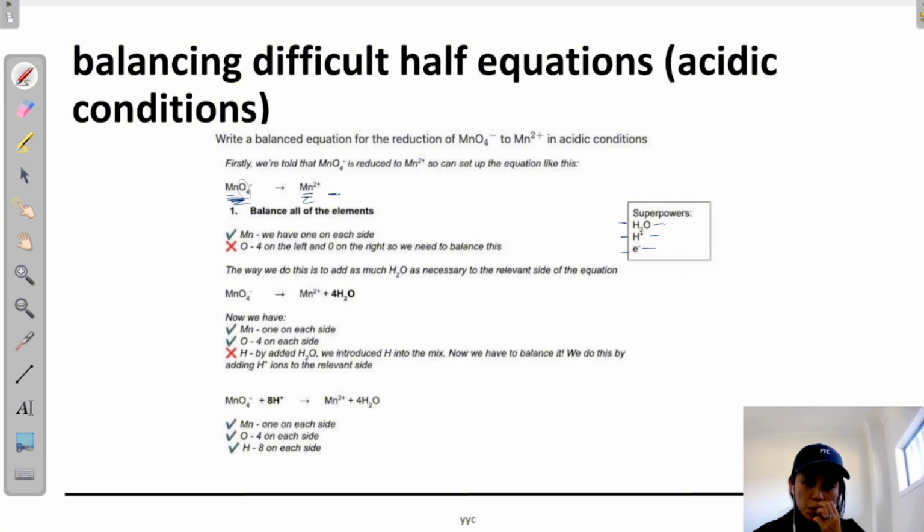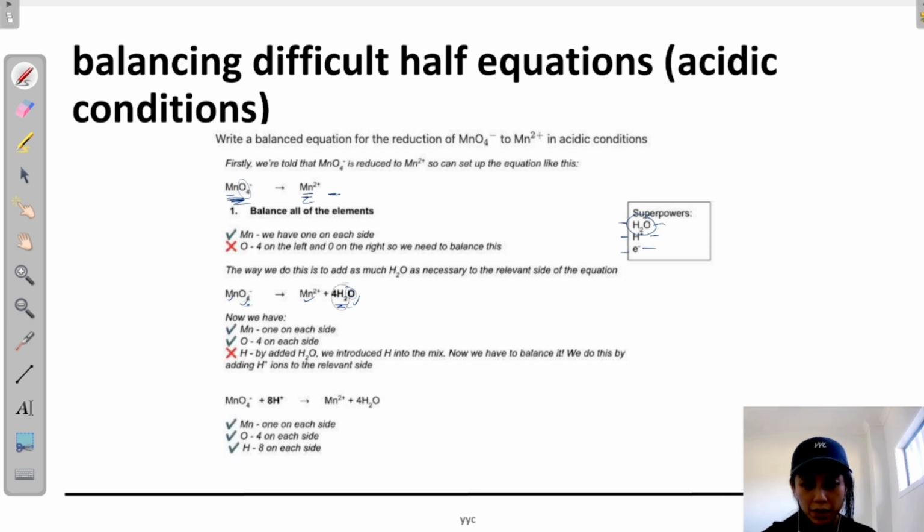And the only superpower that I have that allows me to balance out oxygens, because it's the only thing that has oxygens, is water. So what I do here is I add 4 waters to make sure that I introduce those 4 oxygen atoms to balance out both sides. Great, so now my manganese is balanced, my oxygen is balanced, but hang on a second, crap. I've now introduced hydrogen by adding those waters.